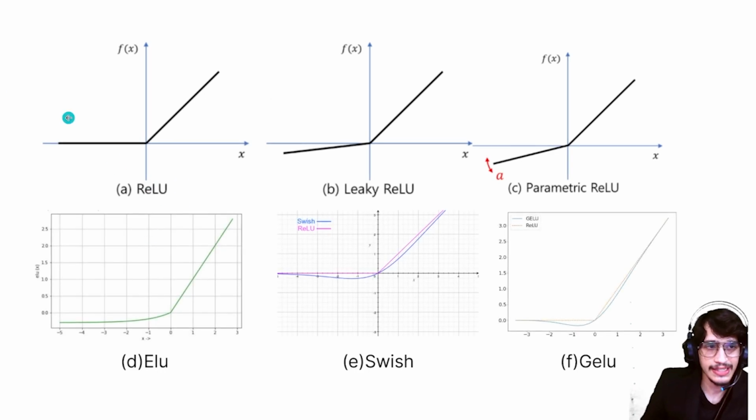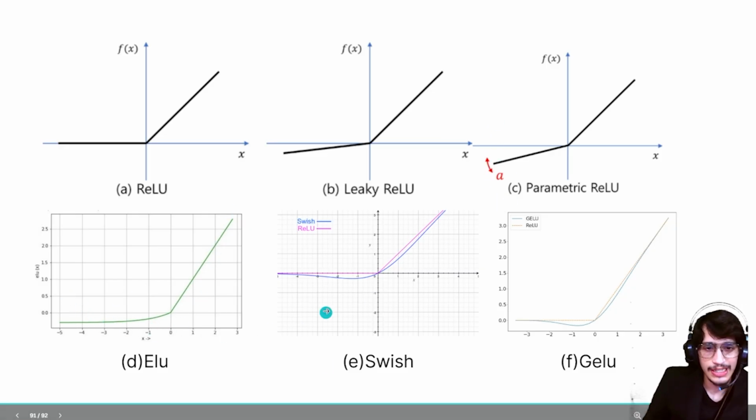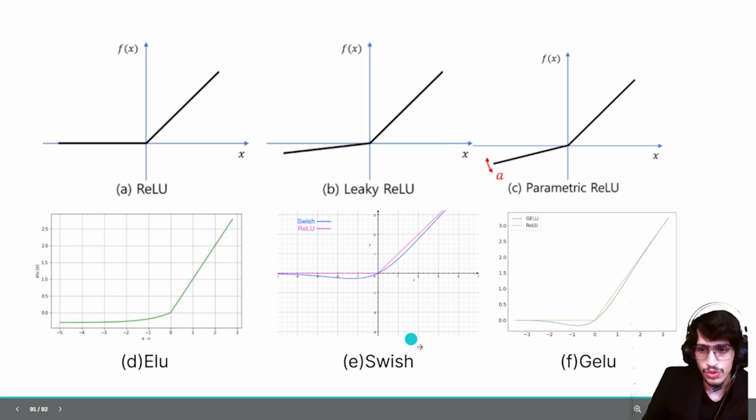Graph-wise, the ReLU graph goes from 0 to higher. In Leaky ReLU, it goes a little below 0. In Parametric ReLU, there are multiple lines, or it can be adjusted during the training. ELU is somewhat smoother. Swish is smoother than ELU, and GELU is much smoother.